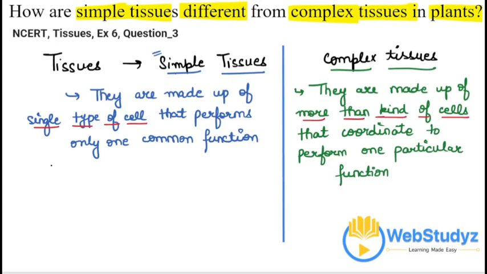We can also give one example for each one of them. An example of simple tissue is parenchyma. They comprise only one type of cell. An example of complex tissue is xylem. Because xylem consists of four types of elements, four different types of cells, like xylem fibers, tracheids, vessels. So all the different kinds of cells are coordinating together to perform one particular function, that is to transport the water and minerals, which is xylem. So xylem tissue is a complex tissue and parenchyma tissue is a simple tissue.